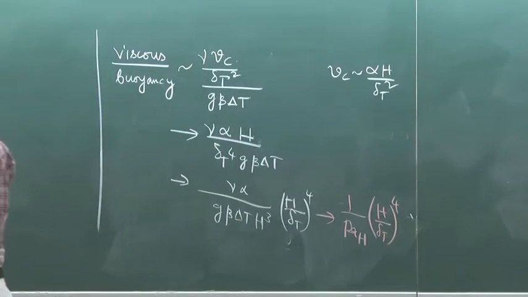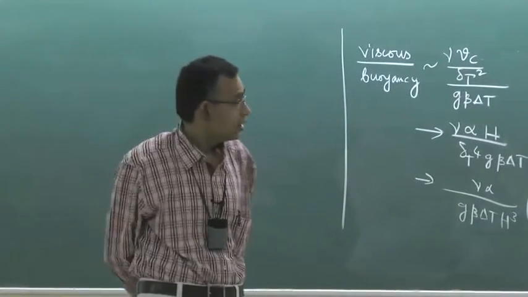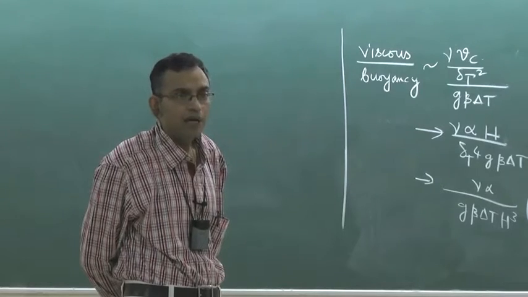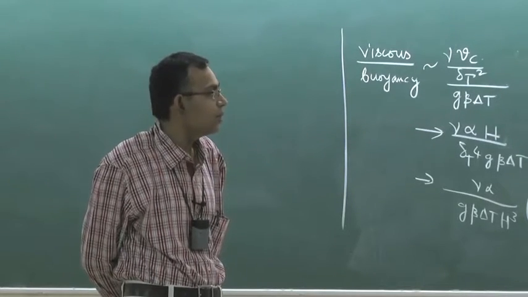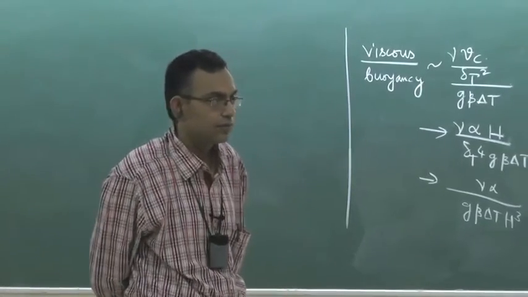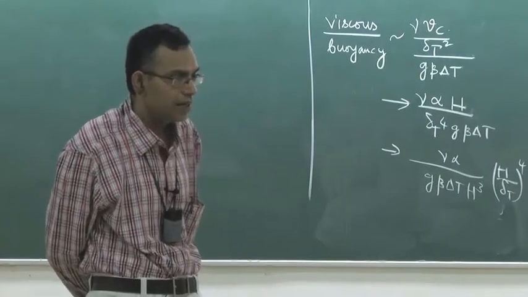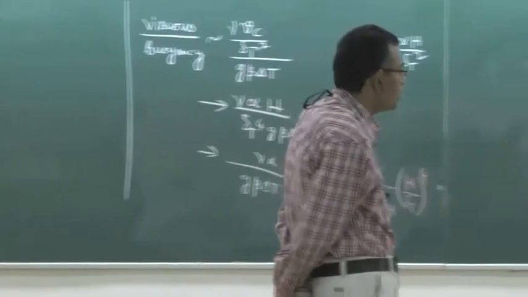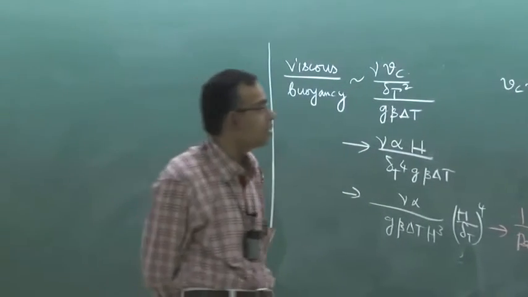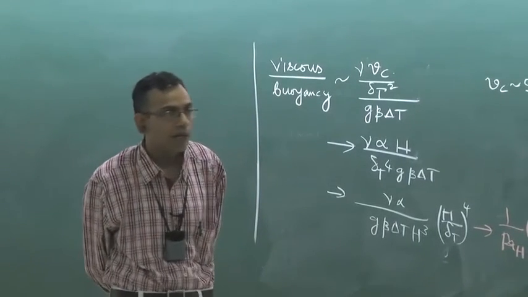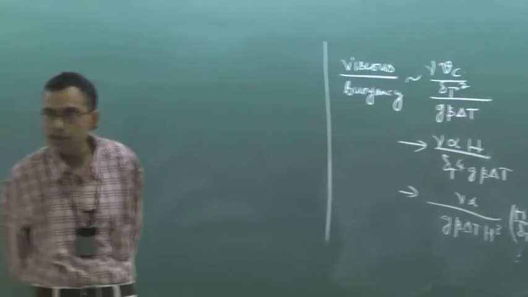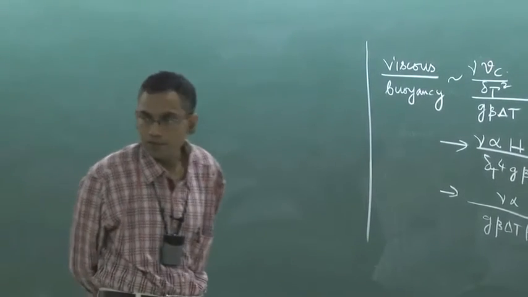Now, can you tell that by this analysis how can we figure out which force will compete with buoyancy in the thermal boundary layer? Is it inertia force or the viscous force? Depends on Prandtl number, right? Because the difference between inertia by buoyancy and viscous by buoyancy is the factor 1 by Prandtl number in the inertia by buoyancy. The remaining factors are the same, that is 1 by Rayleigh number into H by delta T to the power 4, they are the same, only difference is 1 by Prandtl number.